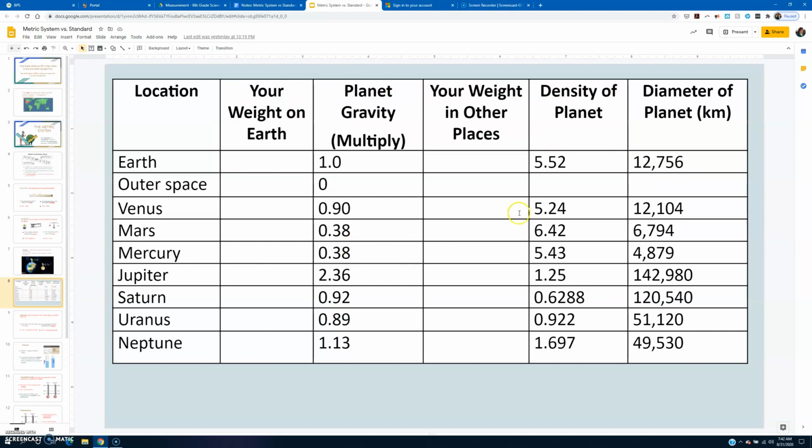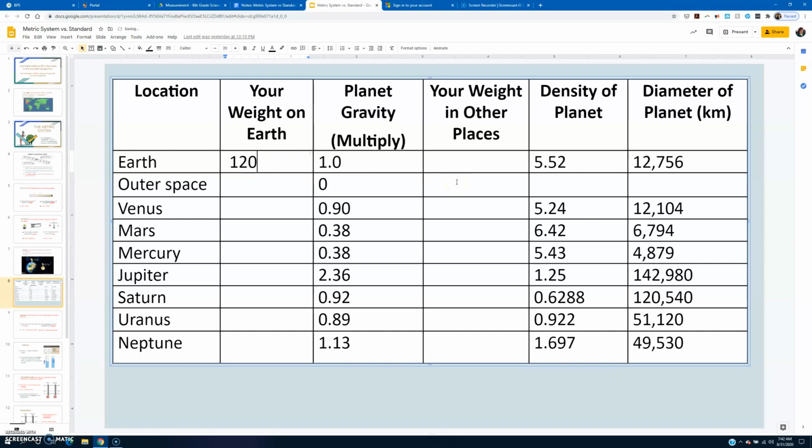So what I mean by weight, let's say that I weigh 120 pounds on Earth. I would multiply my weight by 1, which makes sense because on Earth I'm still weighing 120 pounds. In outer space, there is no gravity, so I'm not going to weigh anything. 120 times 0 is 0.